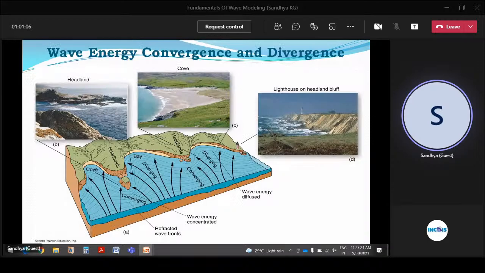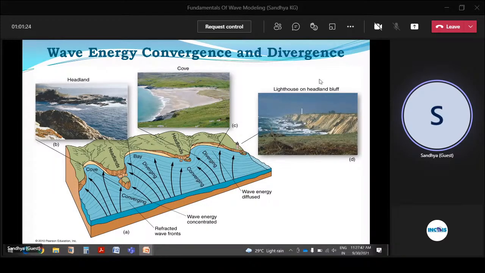Now, this is a schematic. You will understand better here. So you see, there is a curve, which is shown here. This is the shape. And there is a bay, which is shown here. This is a headland.